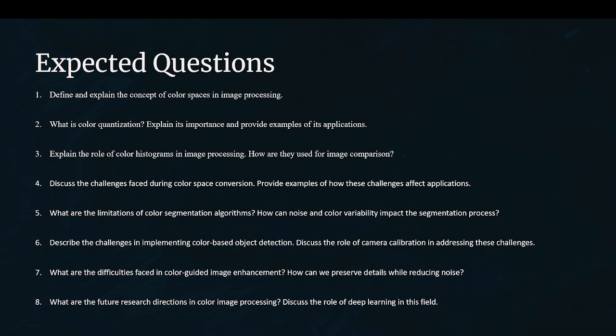The next one is: what are the future research directions in color image processing? Discuss the role of deep learning in this field. So for this, you can mention the advancements in computational efficiency, color perception modeling, and AI integration.